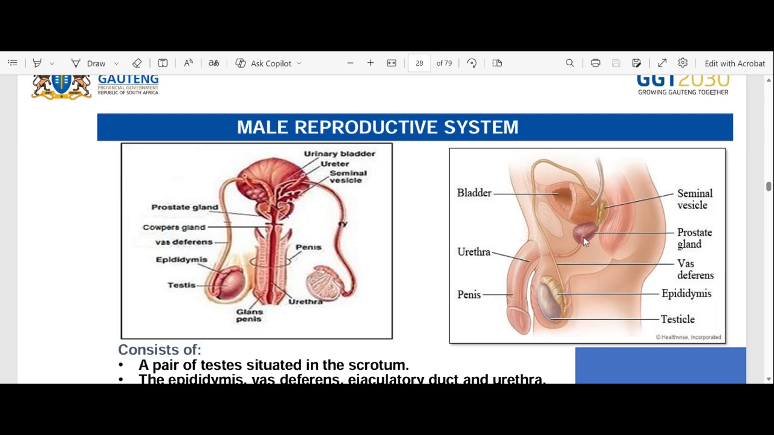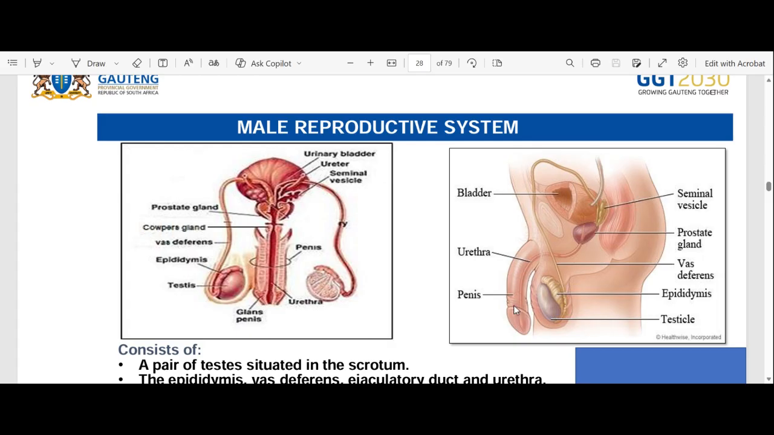Hence, it's not shown in this picture. I hope it makes a lot of sense. Then after our accessory glands, we have our urethra. Remember, our urethra is the passage for urine and semen, or you can say urine and sperm. I hope it makes sense.